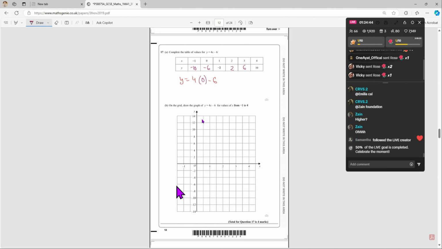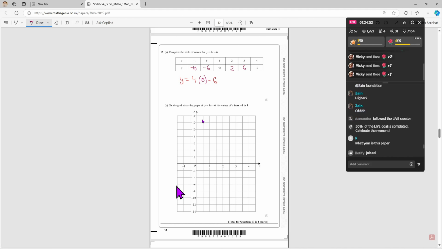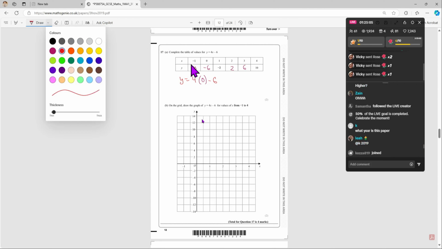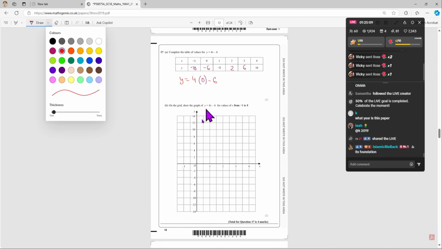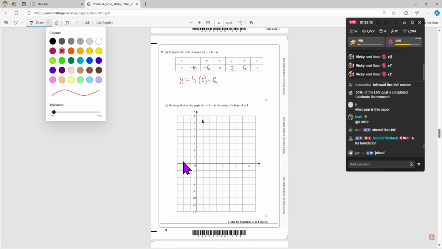So now for part B, you're asked to draw the graph of y is equal to 4x minus 6 for values of x from minus 1 to 4. This is very, very simple because you already know the coordinates. Just need to plot them in and just draw the straight line. Because we know when x is equal to minus 1, y will equal negative 10.